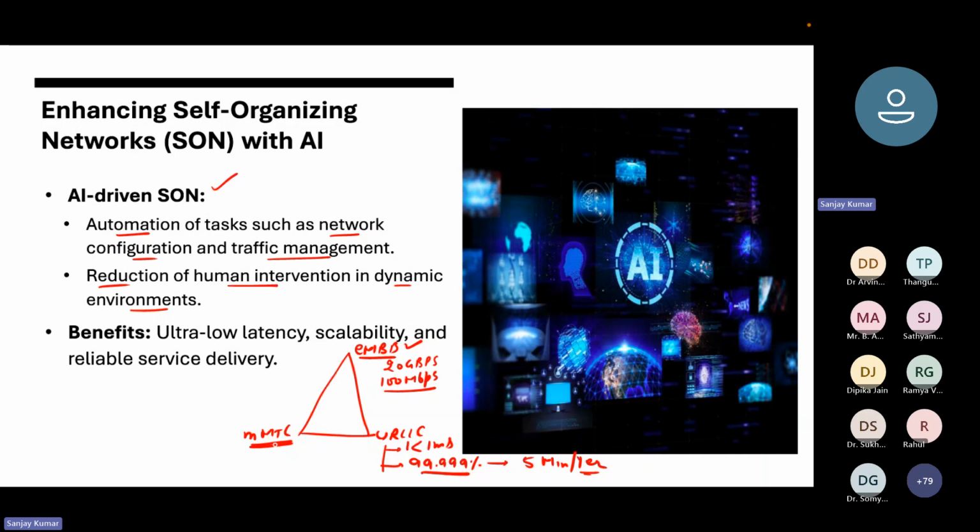In MMTC, we are not looking for higher data rate, and we are not looking for lower latencies. We are talking about millions of devices per square kilometer. Try to understand the kind of KPI requirements we have here: they are very diverse. Achieving these KPIs with manual intervention is impossible to do in the network.